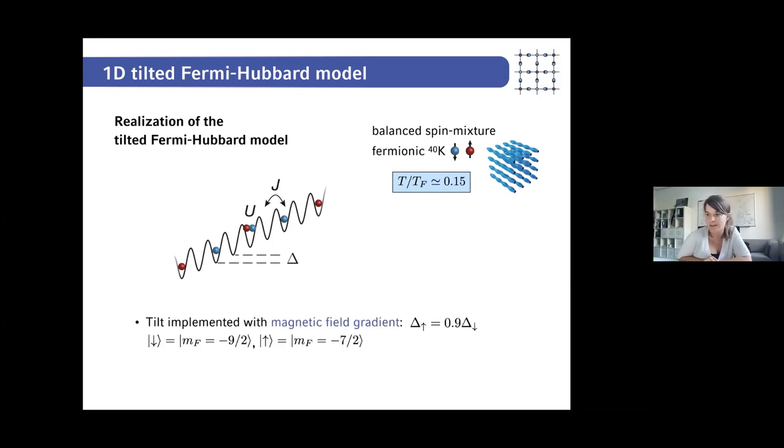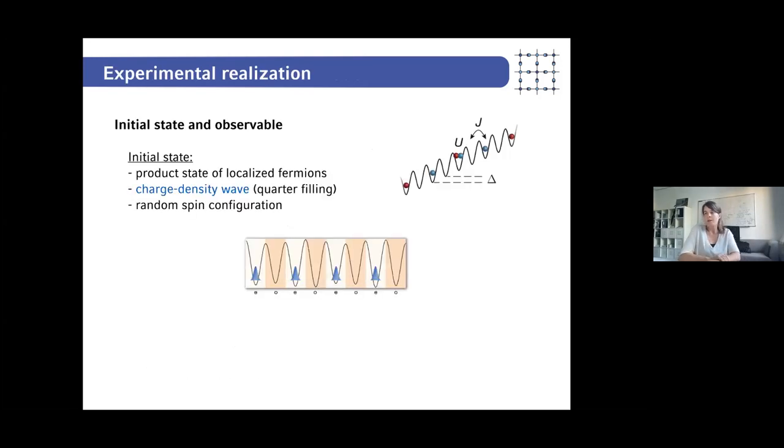And the two spin states are two Zeeman sublevels with different mF quantum numbers, -9/2 and -7/2. So there's a small difference in the tilt that we apply, because we use a magnetic field gradient in order to do that. And then we can nicely tune the interaction energy using a Feshbach resonance between these two states, which is around 200 Gauss.